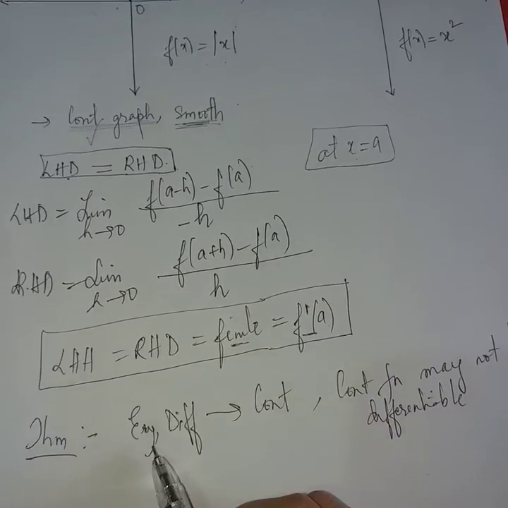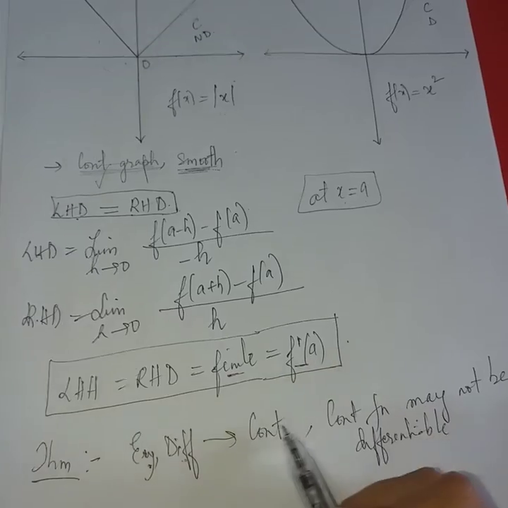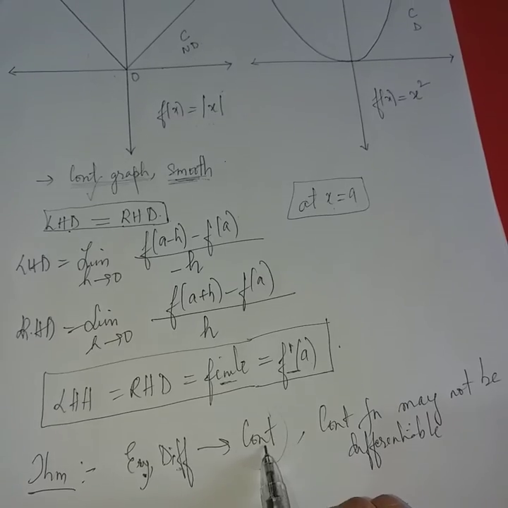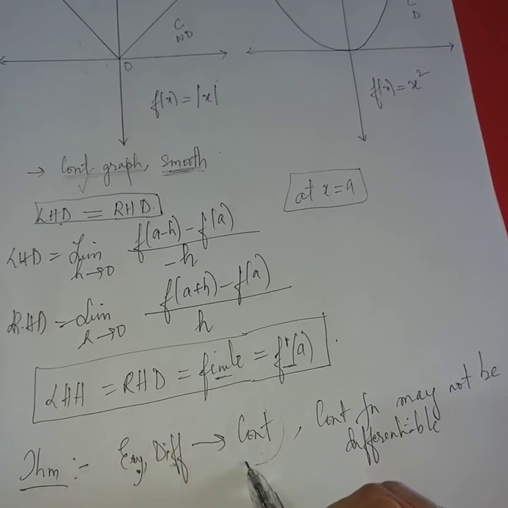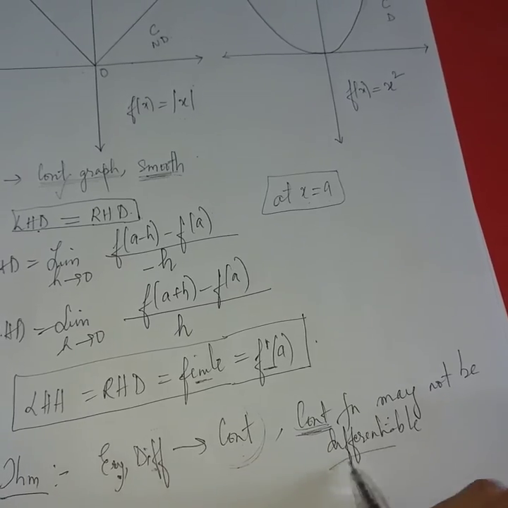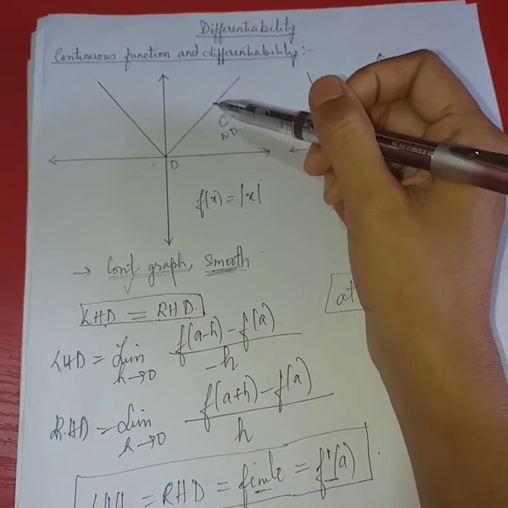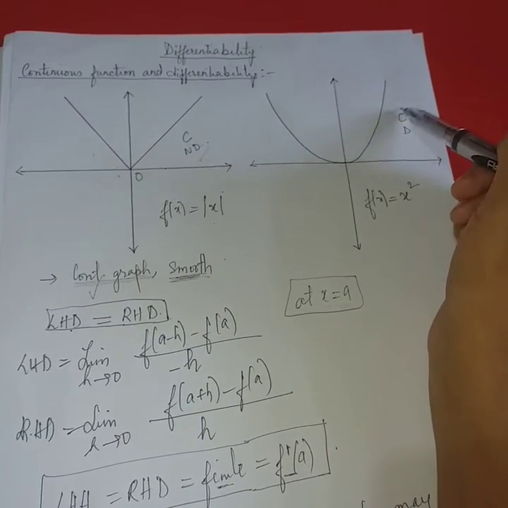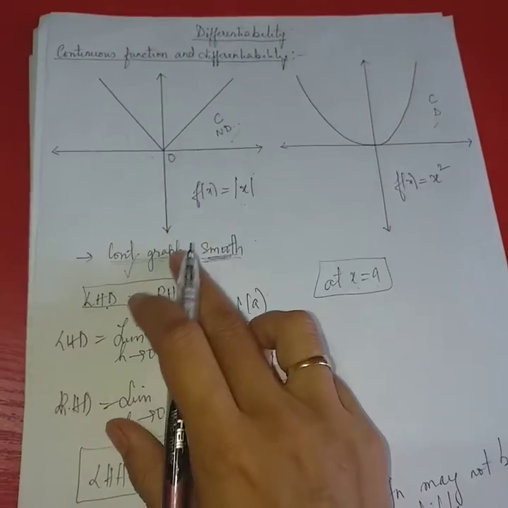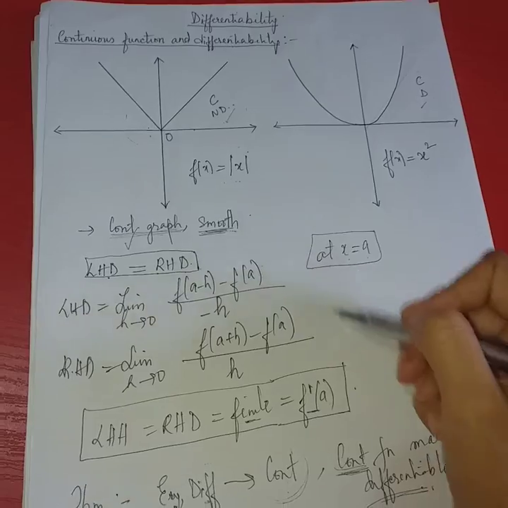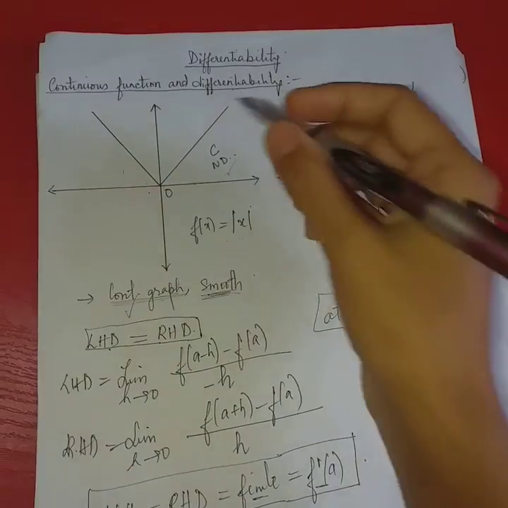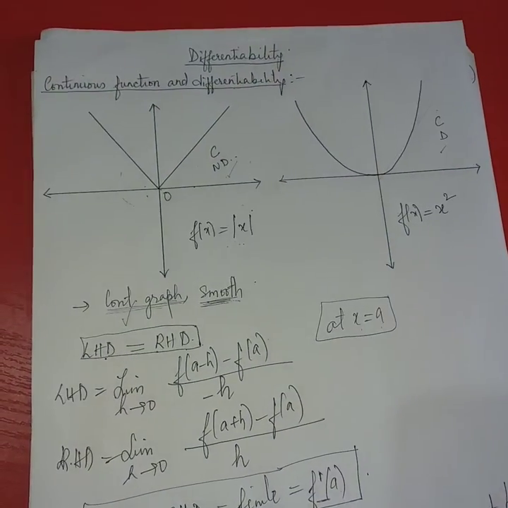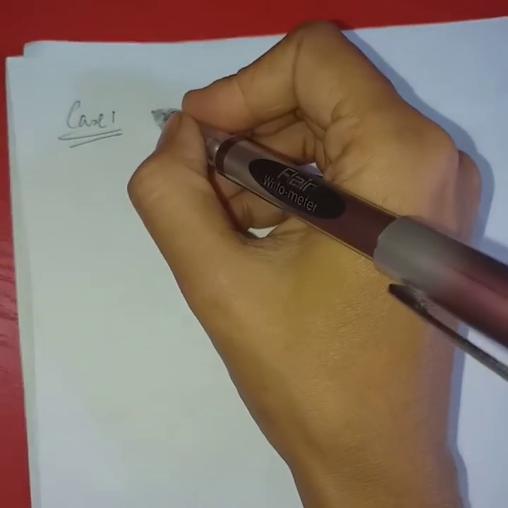So this is a very important point we have to remember. If a function is differentiable, it will be continuous. A differentiable function is always continuous, but a continuous function may not be differentiable. In this case, this is a non-continuous function and not differentiable. This one is a continuous function and also differentiable. So we have to check the condition for differentiability. Also, at x equal to 0, this function is not differentiable.